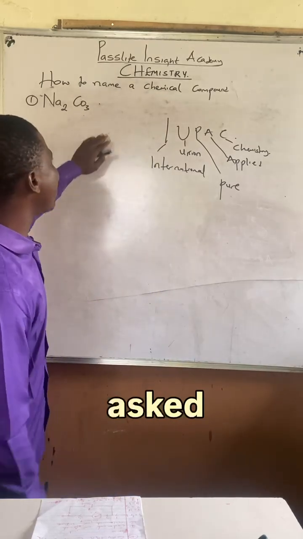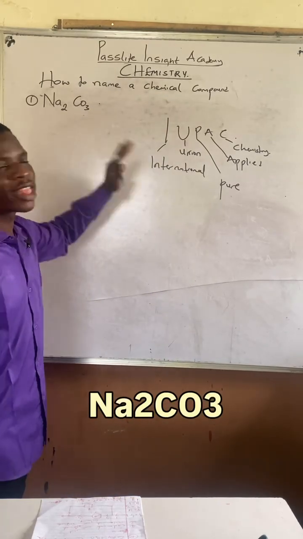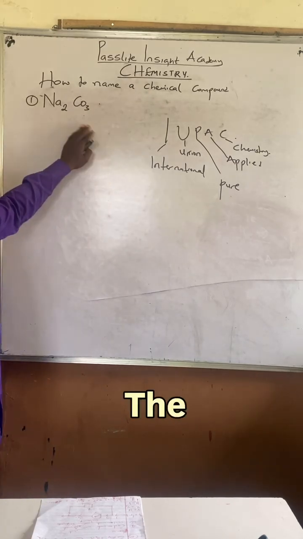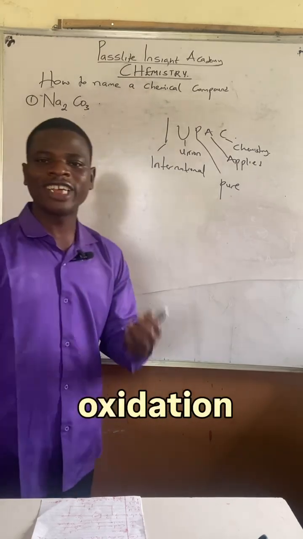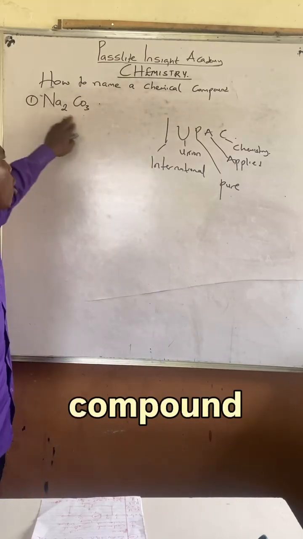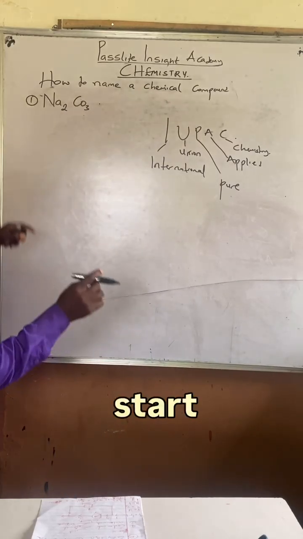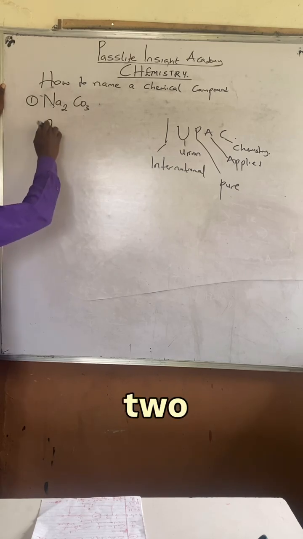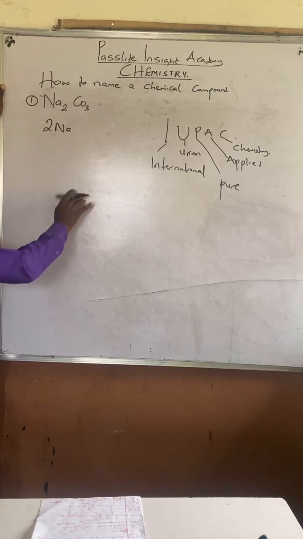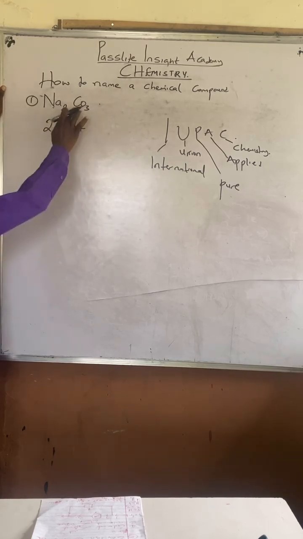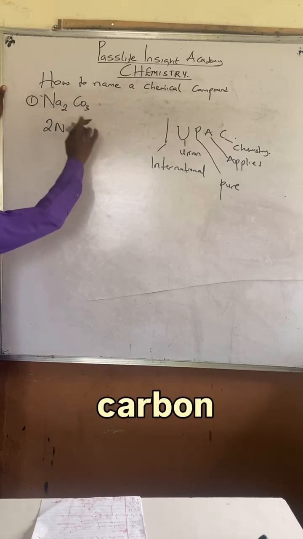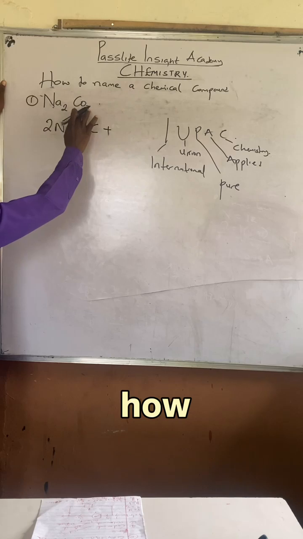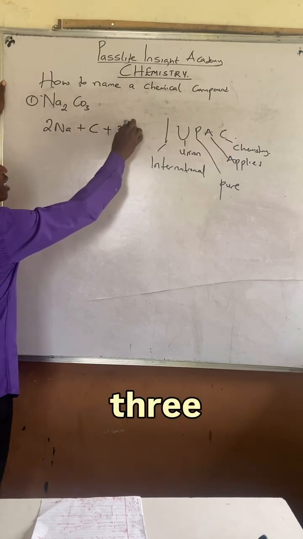So today we are asked to name this Na₂CO₃. How can you name this on the board? The first thing, you need to determine the oxidation number of this compound. Let's start. How many sodium do you see? I can see 2 sodium, 2 Na. Plus, how many carbon do you see? I can see 1 carbon. Plus, how many oxygen do you see? I can see 3 oxygen.